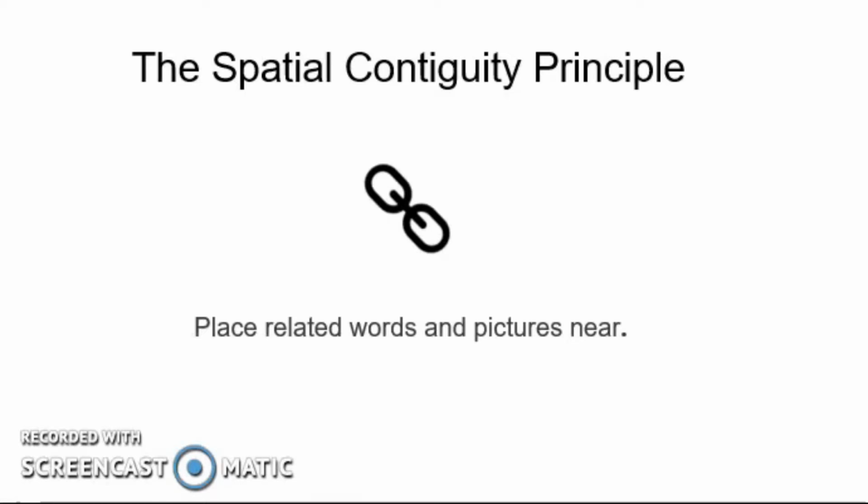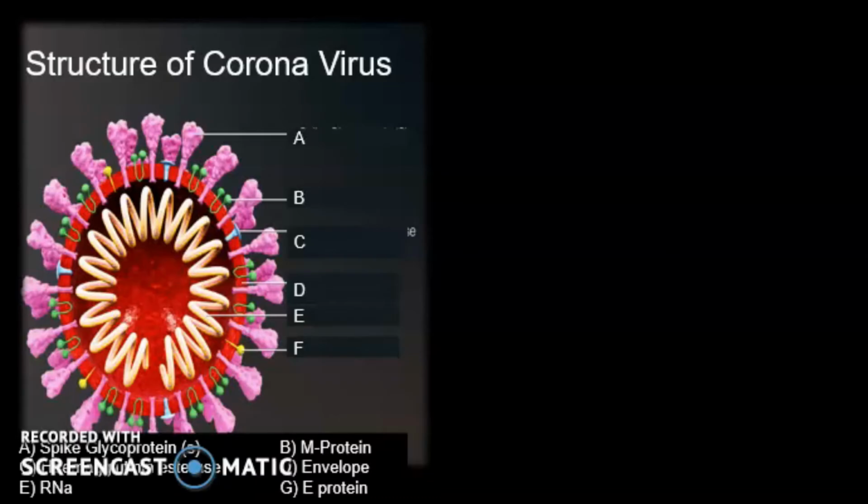According to this principle, related words and pictures should be placed near to each other on the multimedia screen rather than far apart. Because if you keep the text, such as labels or captions, away from the graphic, it will make your learner make an extra effort to align the meaning of the text and the image. They have to move their eyes back and forth on the screen to make connections between the words and the pictures, which is a waste of cognitive processing, which is extraneous processing. So let's see how we can help in this case.